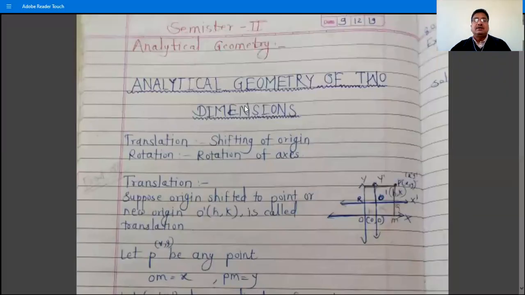We are going to start the semester 2 paper number first, analytical geometry of two dimensions. So there are two papers in semester 2: analytical geometry of two dimensions, and the second paper is calculus. That is the continuation of the first semester, calculus 1, and calculus 2 is in the second semester. But this is not the continuation of the previous paper.